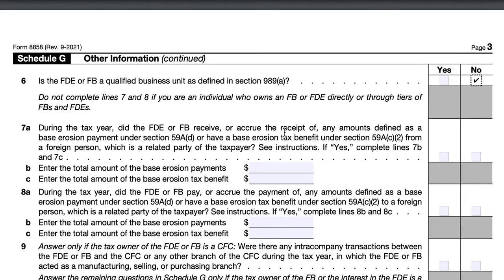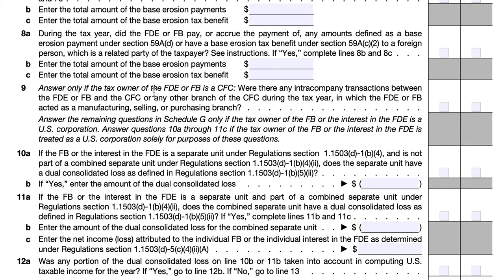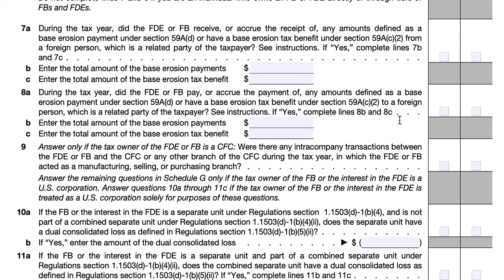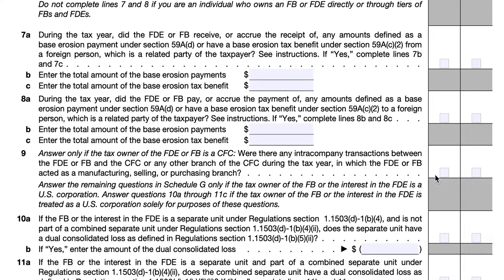So in section 7, you're looking at amounts defined as a base erosion payment or tax benefit from a foreign person, and then in 8A, you're answering the question about whether or not there's a base erosion payment or base erosion tax benefit to a foreign person. In item 9, you're only going to answer if the tax owner of the FDE or FB is a controlled foreign corporation. And since we're not going to answer this one either, we have not answered 7 or 8 or 9.